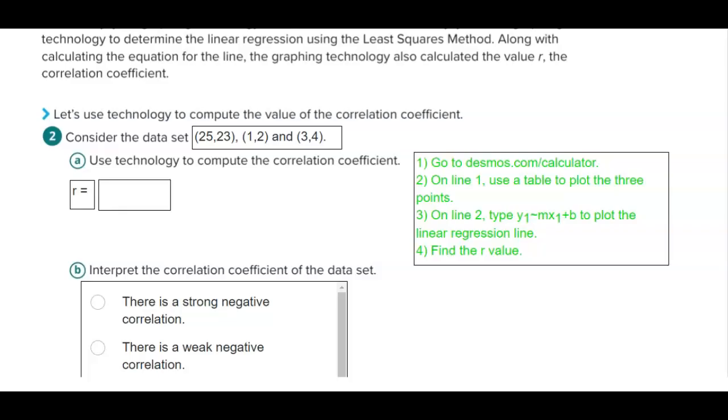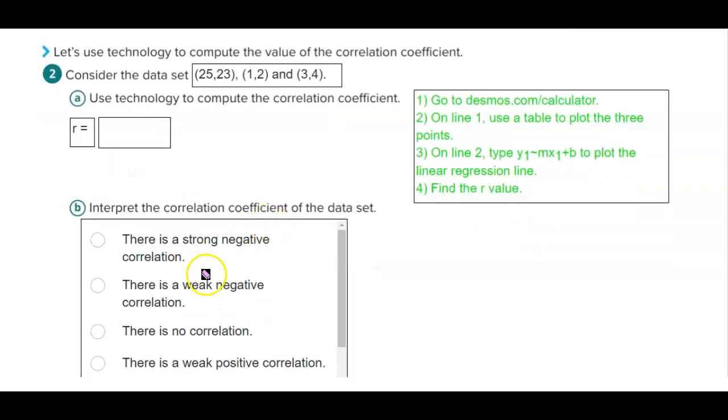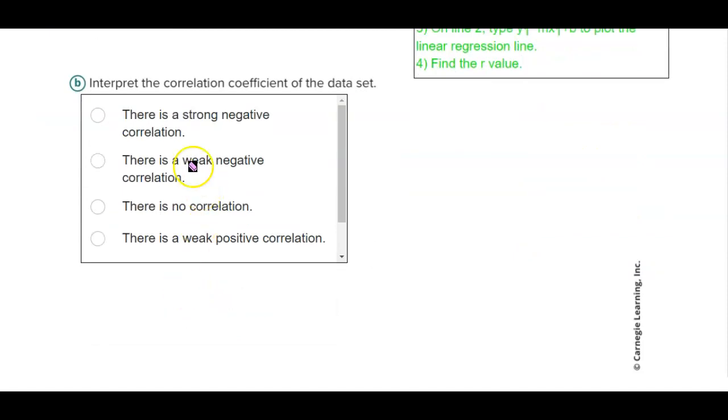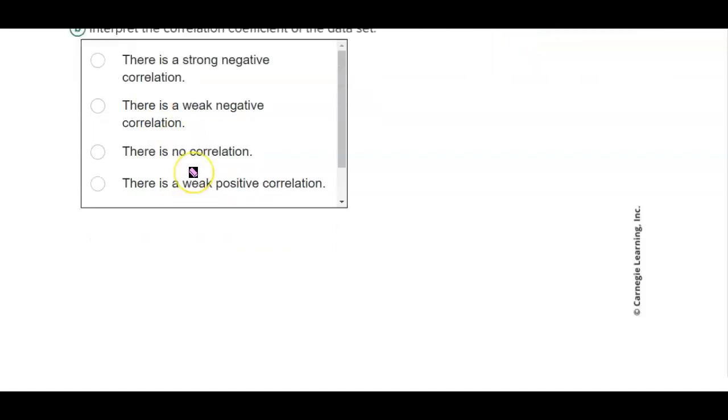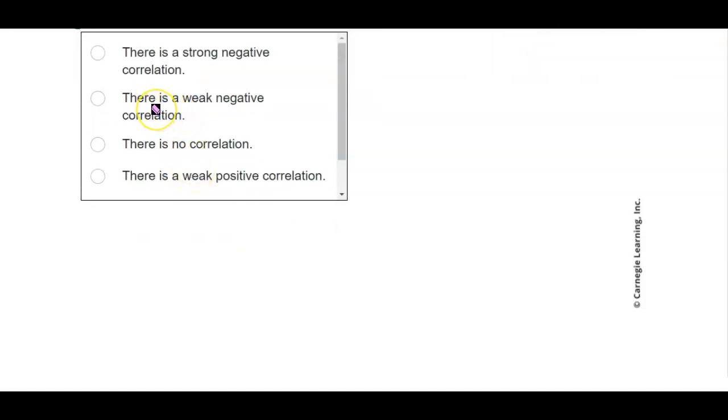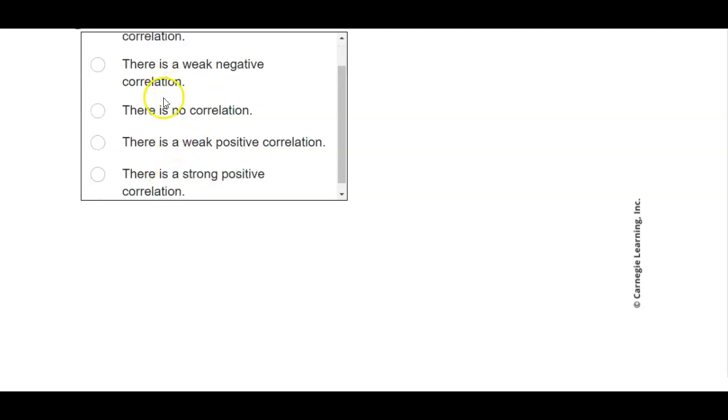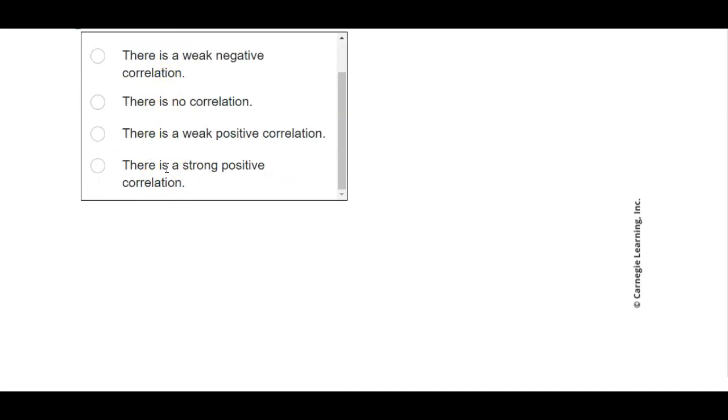So if you're back here, right, here you would fill in that R value, that correlation coefficient that we saw on our graph. And you would also be able to determine if there's a strong negative correlation, a weak negative correlation, no correlation, a weak positive correlation, or a strong positive correlation.